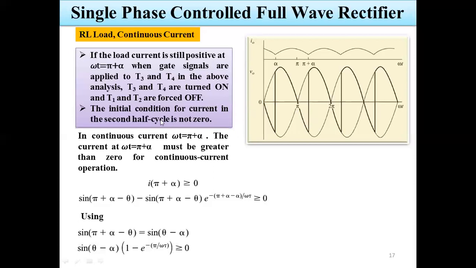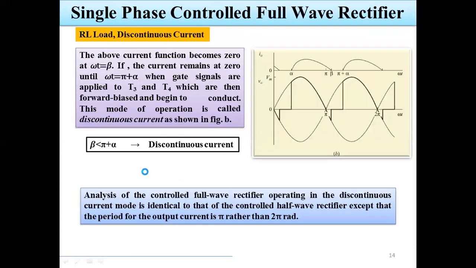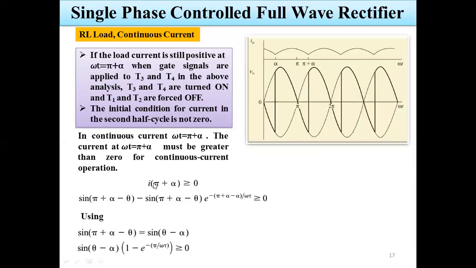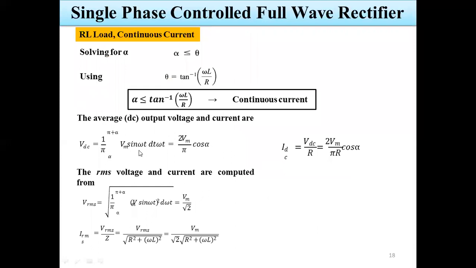Next, the initial condition for current in the second half cycle is not zero here. In continuous current, the current at omega t equal to pi plus alpha must be greater than zero for continuous current operation. In the previous case it was beta less than pi plus alpha, but now it should be greater than zero. Then by using these conditions, we have derived the expressions for the average DC voltage and also the current values.